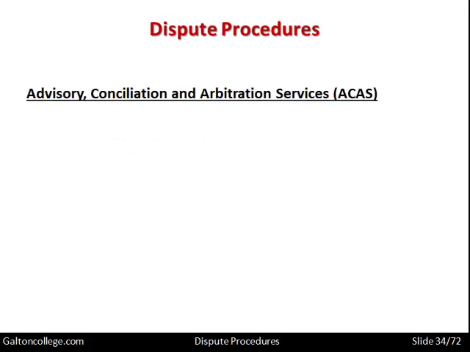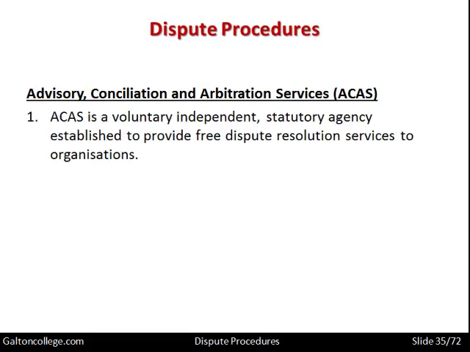Now let's talk about this ACAS that I talked about in the context of the UK. This is the Advisory, Conciliation and Arbitration Service. Now, it's a statutory agency. It's a voluntary and independent statutory agency. In other words, it was set up by the government, and it's voluntary. It's not forced on anyone, and it's independent.